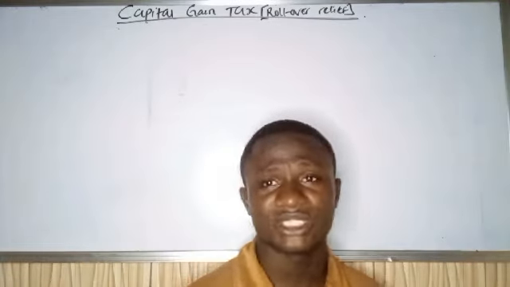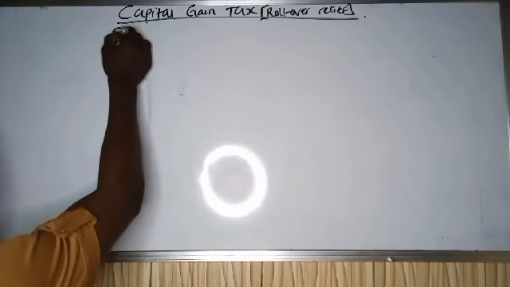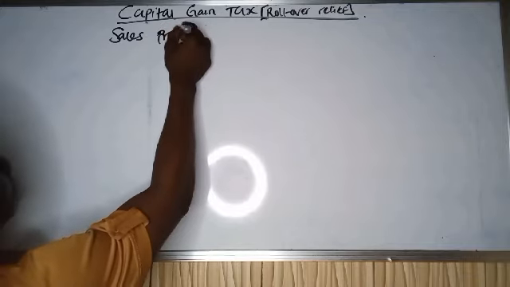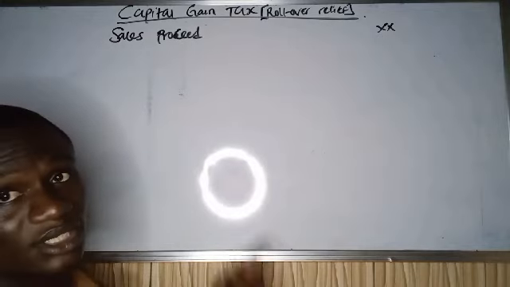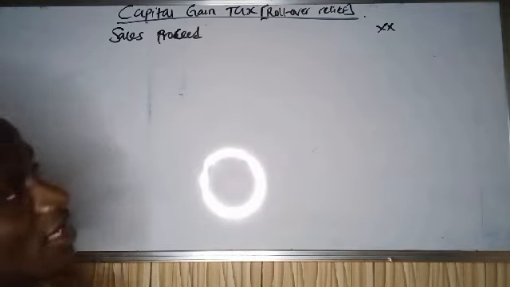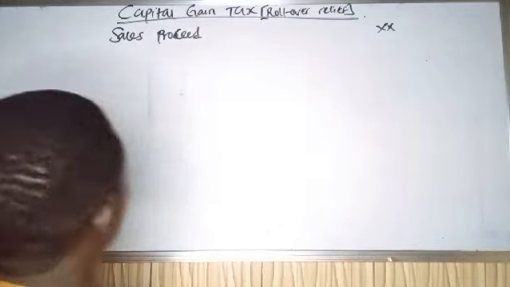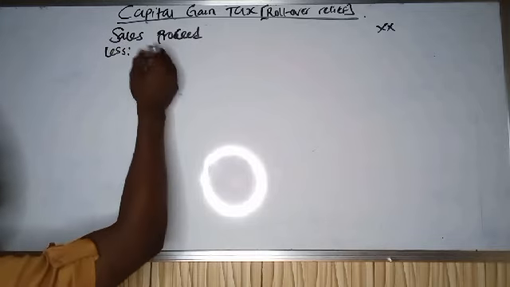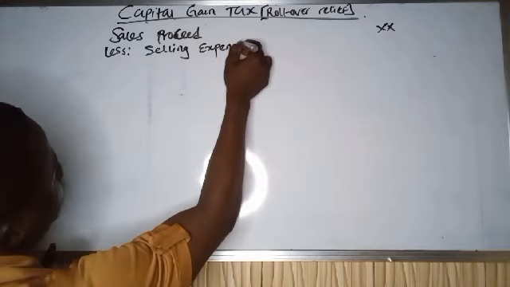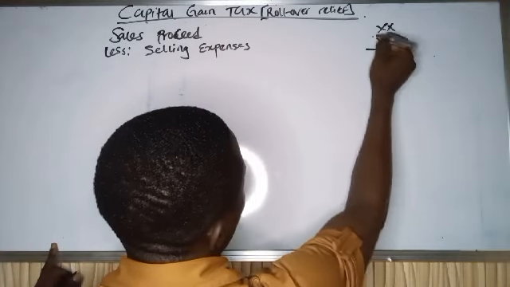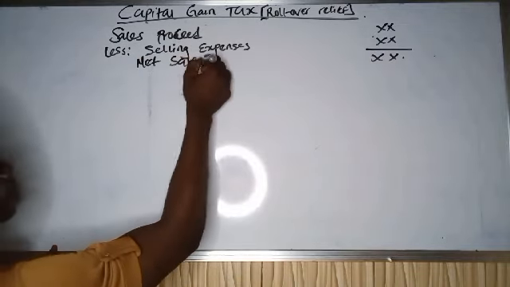Let me give you guys the format so you will see how we calculate it. As you know, when dealing with capital gain tax, the first thing we need to get is the sales proceed. After that, we less selling expenses, advertisement fee, agent fee, and all of that. Let me just put it, but I believe you all understand what I mean by selling expenses. So if I less that, I'm going to get a new amount. This amount I'm going to get is the net sales proceed.